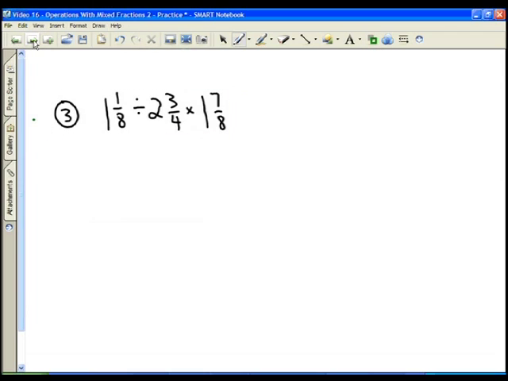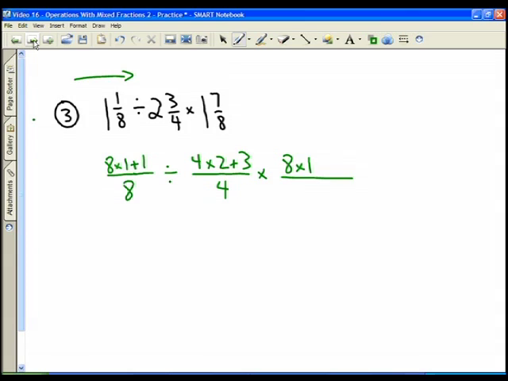And in the third practice problem now, we've got a division and a multiplication. Because they're division and multiplication, it doesn't really matter the order that we do them in, but let's do them from left to right. So hopefully you're getting better at converting mixed fractions into improper fractions. We have, in the first fraction, 8 times 1 plus 1 over 8, divided by 4 times 2 plus 3 all over 4, times 8 times 1 plus 7 all over 8.